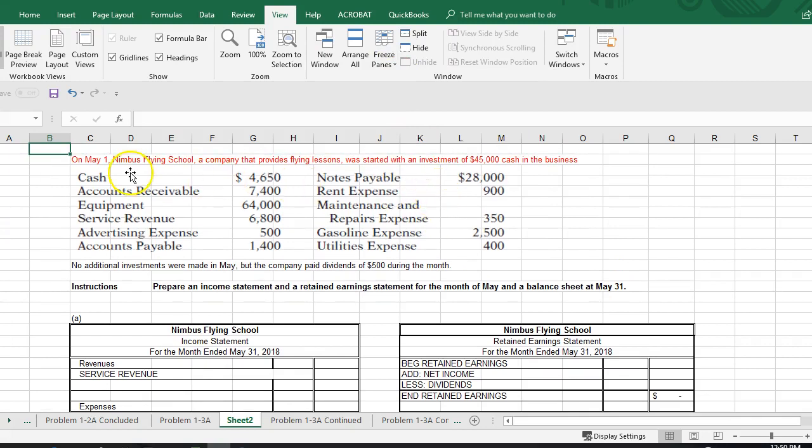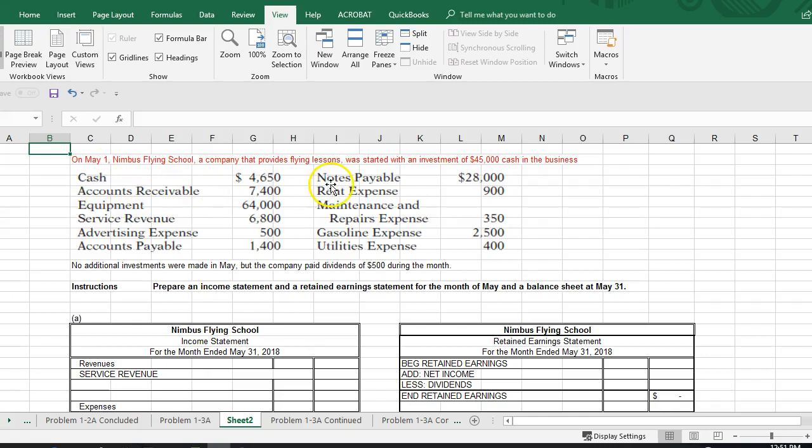Okay, so we have the Nimbus Flying School. This company provides flying lessons. And they were started with investment by the owners in the amount of $45,000 in cash. Now that's important, and we're going to use that information to prepare these statements.